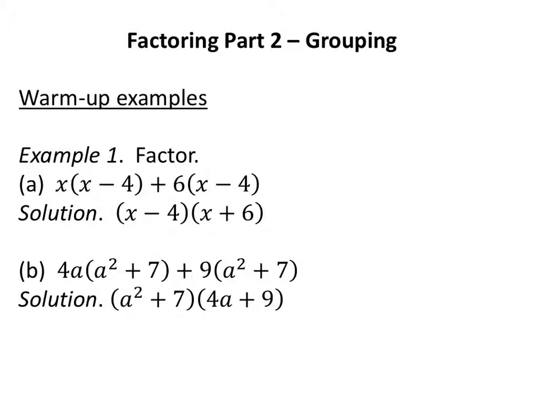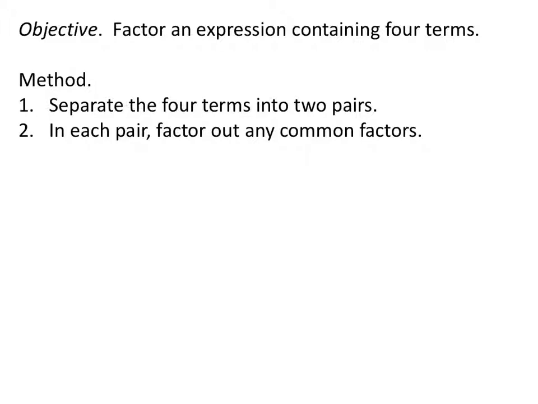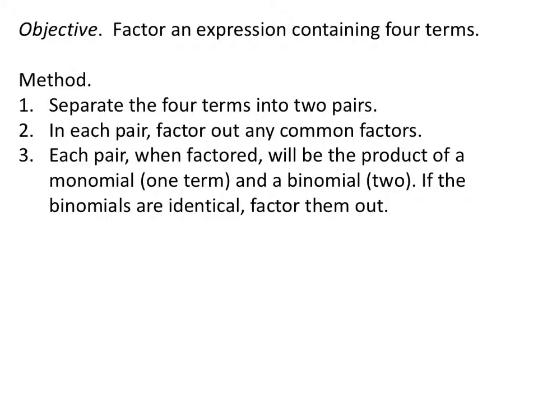Let's go over some techniques as to how we will do this. The objective is going to be to factor an expression that has 4 terms. The way we do this is we're going to separate the 4 terms into 2 different pairs. Each pair we're going to factor out any common factors. Okay, so I'll have 2 groups of 2 terms. We'll factor out common factors within each pair. What you may end up having is some common binomial, that's something that has 2 terms, that will be able to be factored out later on.